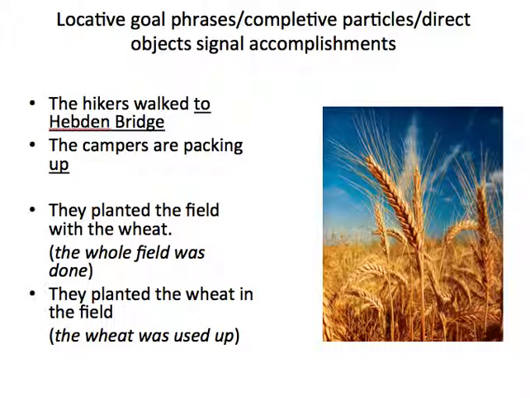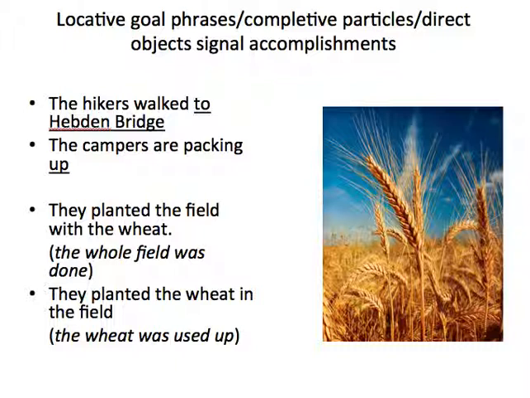One other particular test we can use is what are called locative goal phrases, completive particles and direct objects, which signal accomplishments. So, with a locative phrase, the hikers walked to Hebden Bridge suggests that that is an accomplishment. Notice the difference between to and towards. Towards would be referring to a particular activity, but to has the notion of completion. The campers are packing up. There's the particle. We mentioned that before. So any kind of use of up as a particle with a verb suggests an accomplishment.